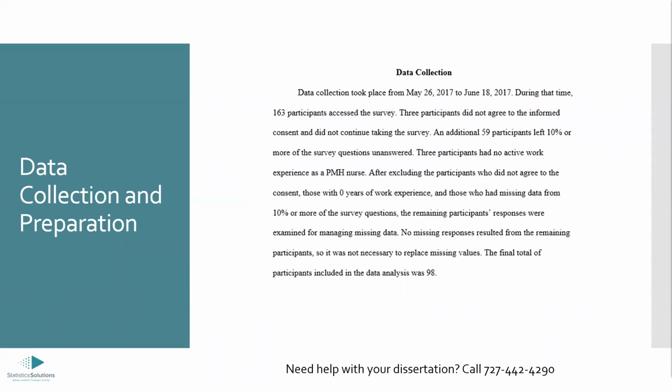Here's another example of an excerpt from the section that has a little bit more information. We have more information about when the data collection took place. Again, we state the total number of participants that responded, and then we go into detail about participants that were excluded for various reasons. So whether they didn't agree to the informed consent or they had a certain amount of responses missing, or they didn't meet the inclusion criteria for our study. And then at the end, we again state our final total sample size that we used for the analysis.